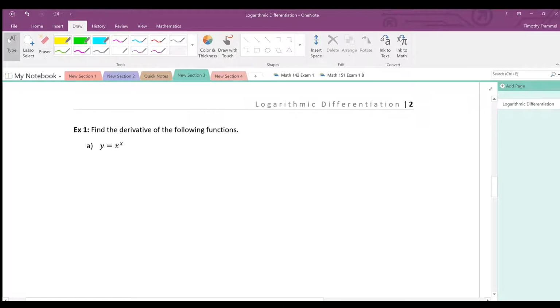All right, and so we have a great example to start with here. Y equals x to the x. And we're going to start off by taking the natural log of each side. Now we also have a log property that says if you have the natural log of something to a power, you can bring that power out front.